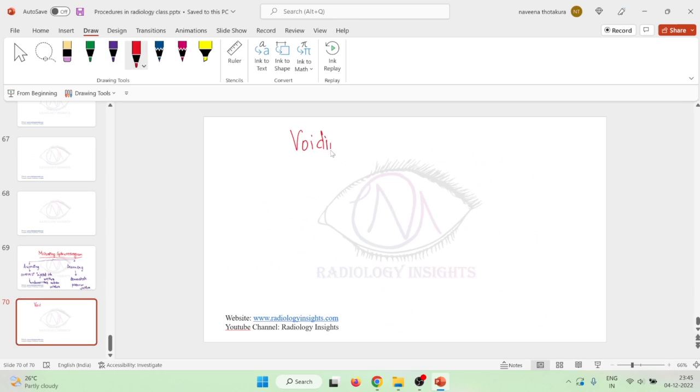We have one more term which is called voiding cystourethrogram. It is similar to micturating cystourethrogram. Actually, both these terms do not have separate meanings. They are used interchangeably most of the times. But voiding cystourethrogram will definitely demonstrate the lower urinary tract. There is no doubt in that.